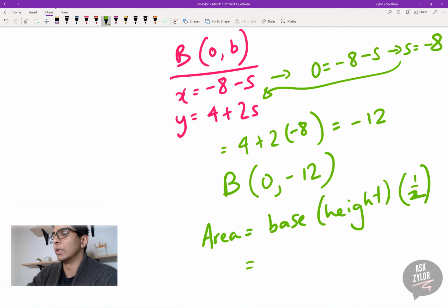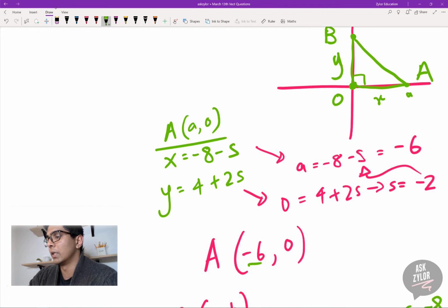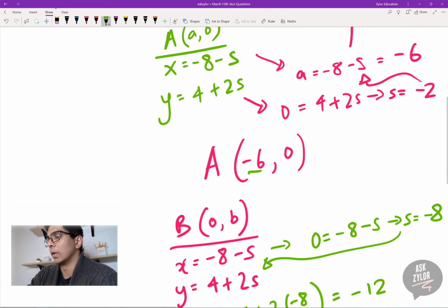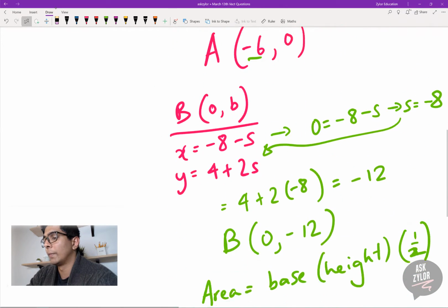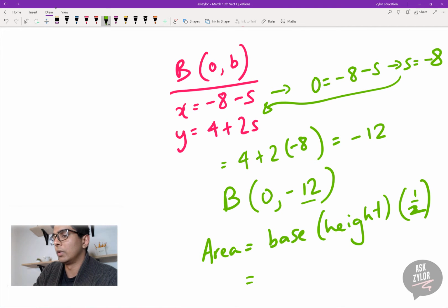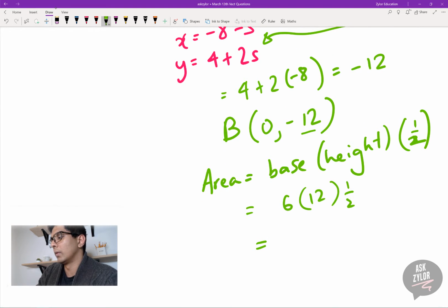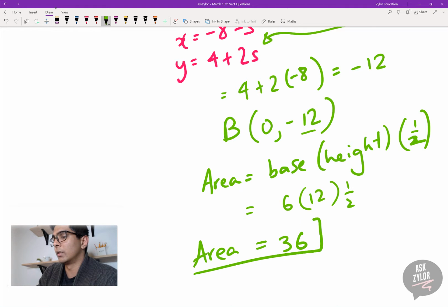So my base is going to be, what's my x value in my A coordinate? It's simply going to be negative 6. I'm just going to plug in 6 because I don't care if it's moving left or right. And then for my height, I'm just going to plug in 12. So my base is 6, I have 12, times 1 over 2. All that's going to give me is 36. So what's my area? My area is 36. Any questions about this?